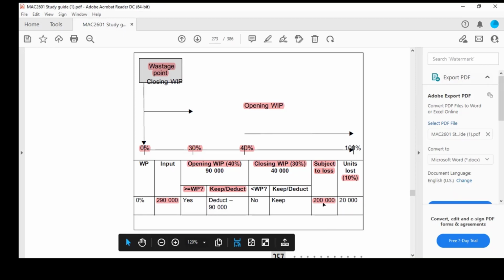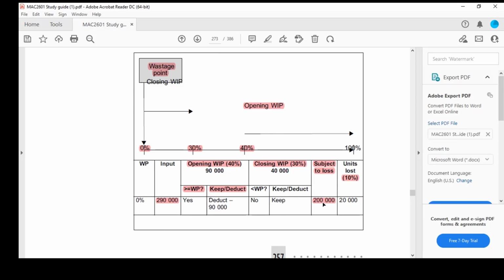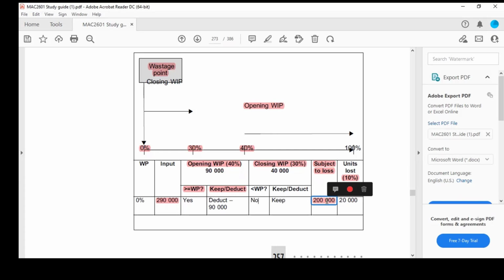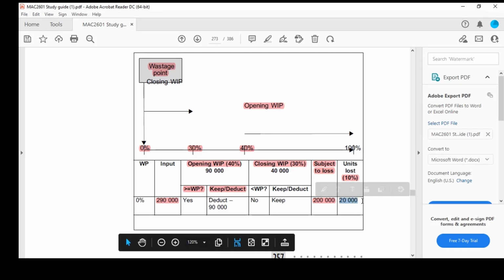So as a result of that, when we're looking at all of this, out of the 290,000 beans that you had, which ones are subject to the loss? It's the 290 minus the 90, which gives you 200,000. Out of those 200,000 beans, which ones are subject to spillage? It's 10% multiplied by that 200,000, and my normal loss is 20,000.